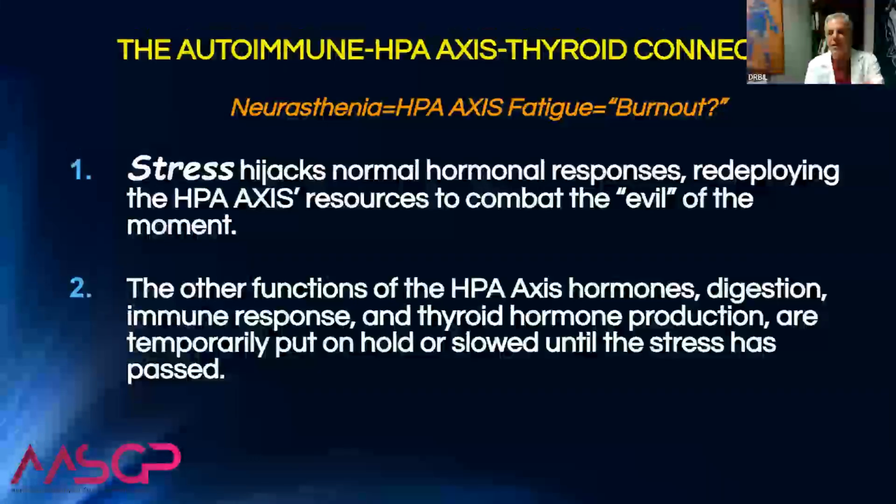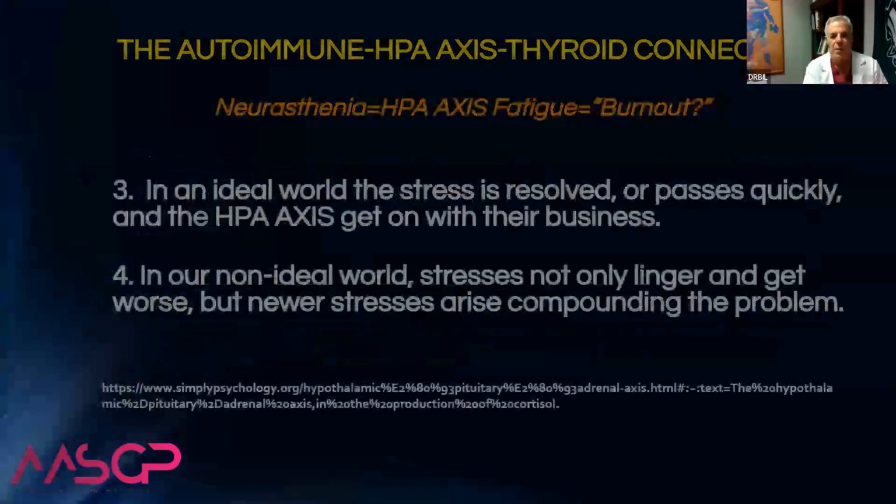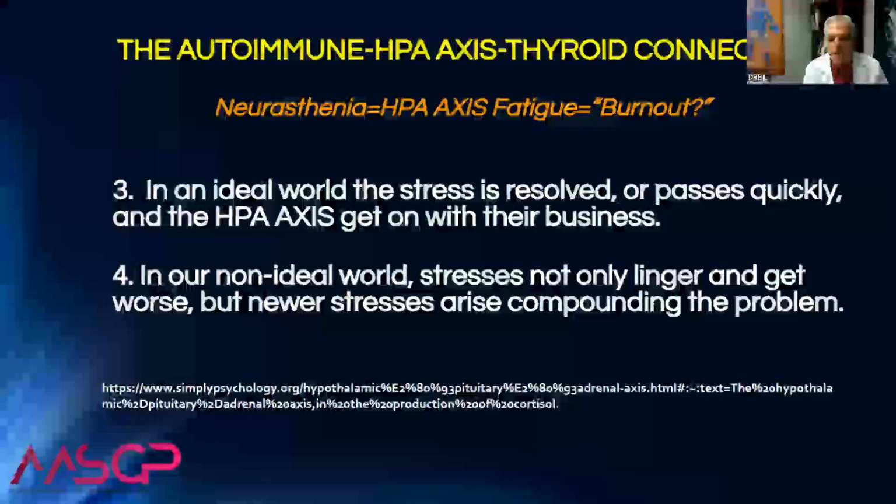So neurasthenia, HPA axis dysfunction, burnout: stress hijacks your normal hormonal responses and redeploys the HPA axis resources to combat the evil of the moment. Other functions of the HPA axis, digestion, the immune system, thyroid production, are temporarily put on hold or are slowed. In an ideal world, stress is resolved or passes quickly.